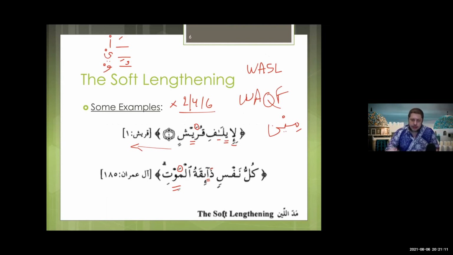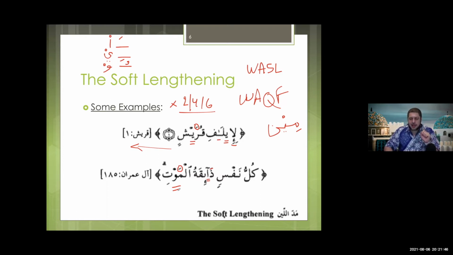Right. So let's take the example of the second ayah of Ali Imran, ayah number 185. So كل نفس ذائقة الموت. Okay, if you stop, then you apply this rule which says الموت. This one is either 2, 4, or 6. As far as lengthening, it's the same as last week's type of mad, which is 2, 4, or 6.